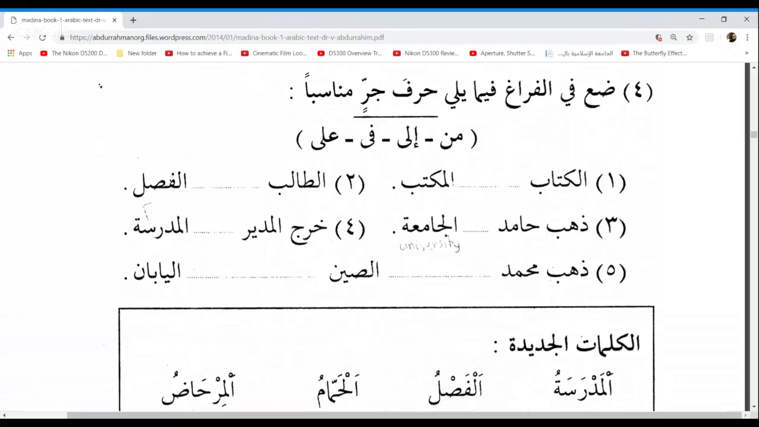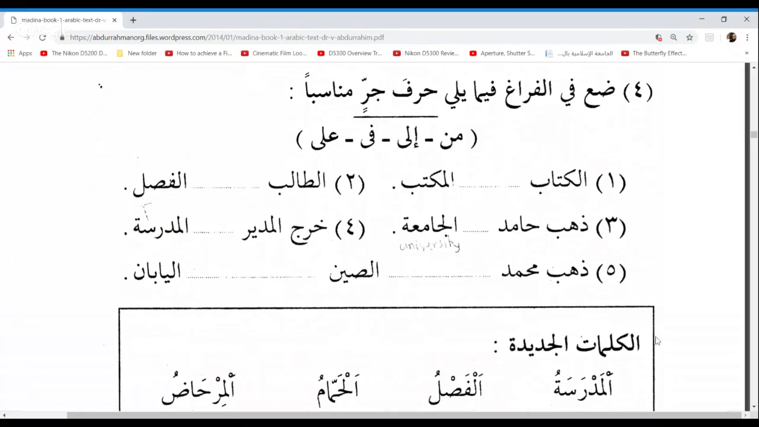Or we could say ذهب محمد إلى الصين من اليابان. Muhammad went to China from Japan. So we could say to China from Japan, or we could say from China to Japan. من الصين إلى اليابان would be from China to Japan. Does that make sense? Yeah.